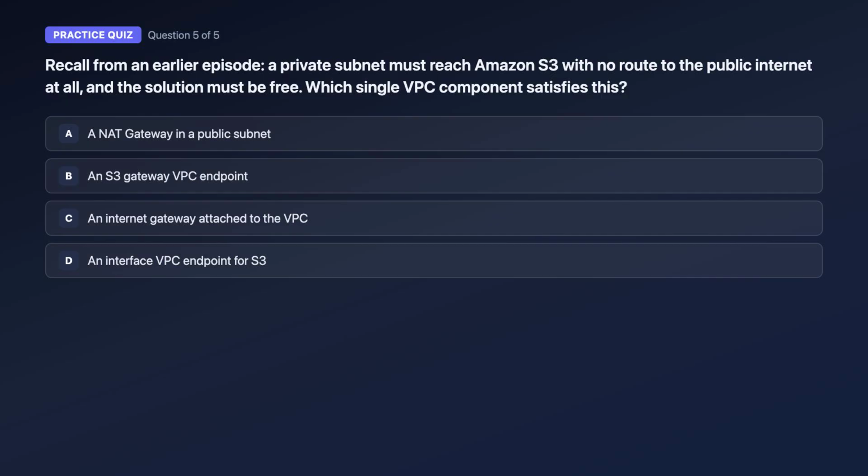B, an S3 gateway VPC endpoint? C, an internet gateway attached to the VPC? Or D, an interface VPC endpoint for S3? Lock in your answer before I give it away.